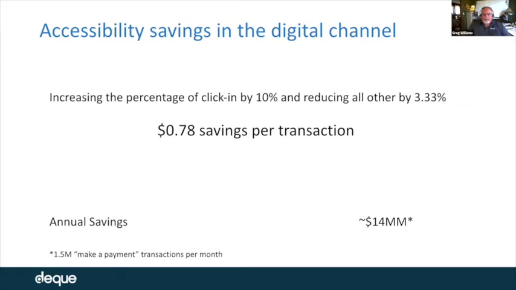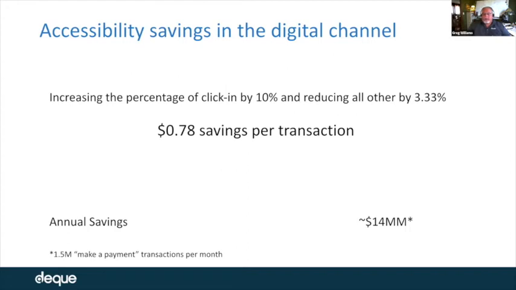do business. And we saw through that study that increasing the percentage of click-in, so just moving 10% of your customers from your other channels, perhaps walk-in, call-in, or mail-in, to this click-in channel would save 78 cents per transaction. And so 78 cents per transaction, if I were taking a relatively small company, let's say you receive 1.5 million payments per month, transactions per month. If we switch just this 10% over, that gets you a savings of over $14 million.